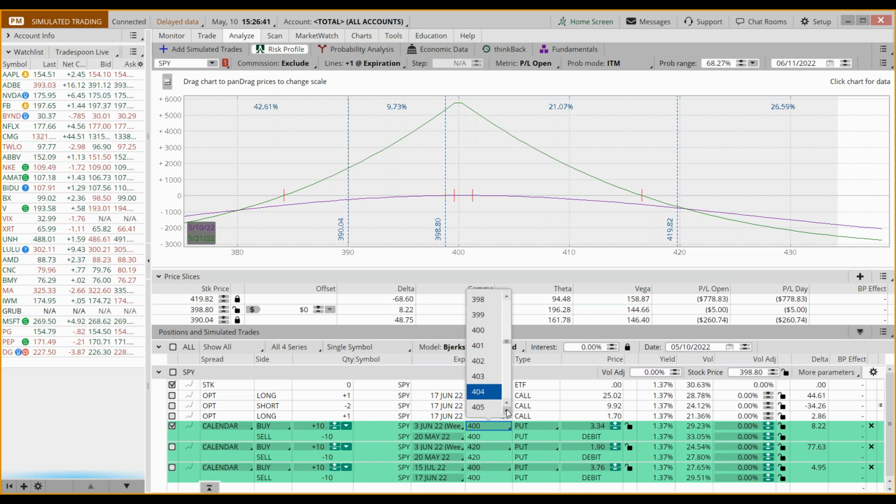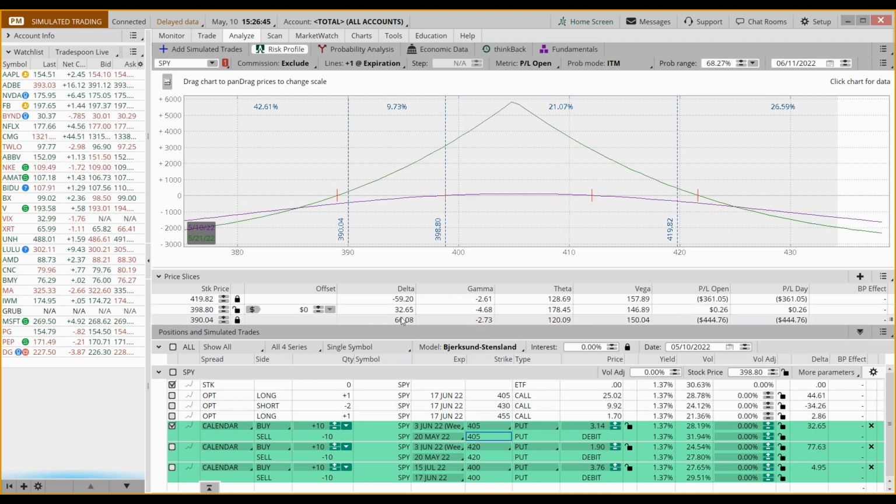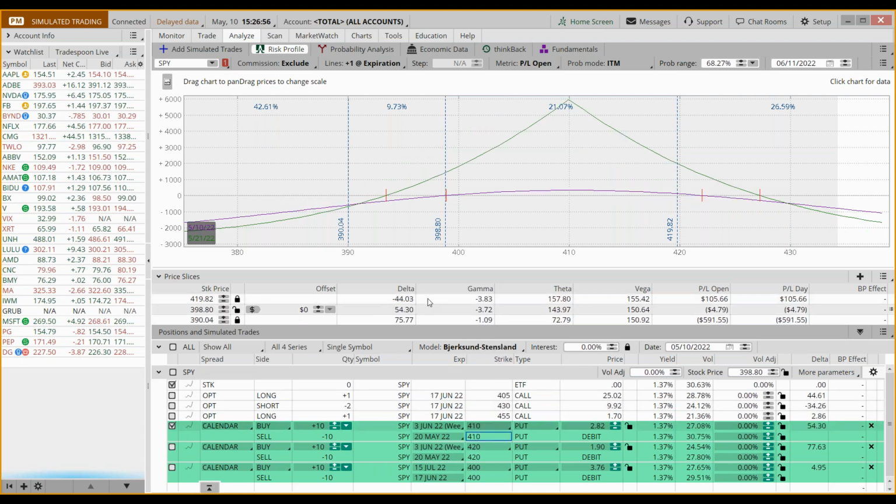And now what you'll notice is, watch what happens. My delta is going to get more positive. Now my delta is 32. It's less neutral. It's more positive. Why? Because I want it to go up. If I take this to 410, even more delta positive. I still have positive theta and positive vega, but you'll notice I need it to go this way now.